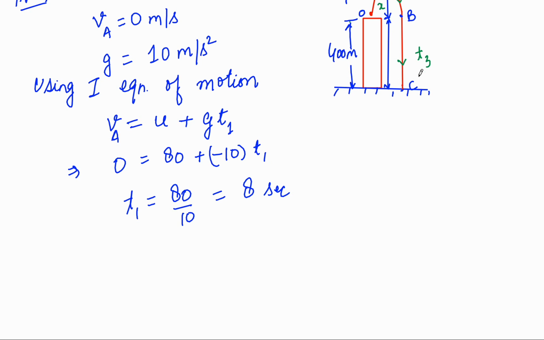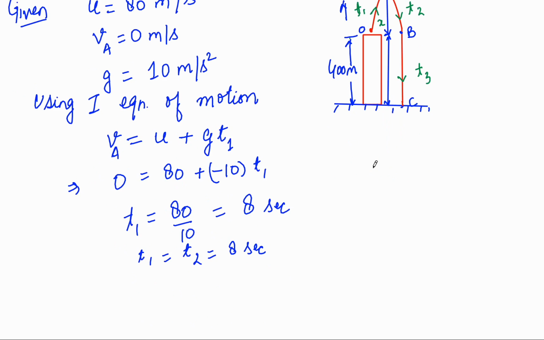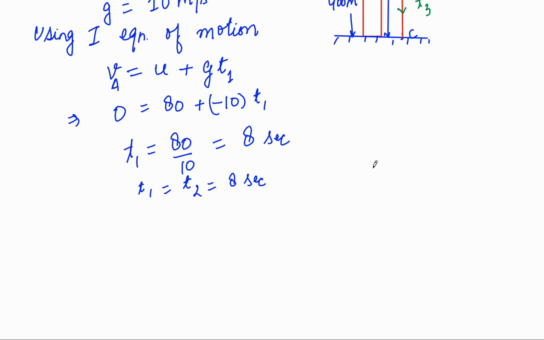Okay, now one more thing. The time it is going to take in moving from O to A, the same amount of time it is going to take from point A to B. Right? So let's say T1 is equal to T2 is equal to 8 seconds. Now let's find out the final time, which is T3. So in order to find out T3, what do we have to do?